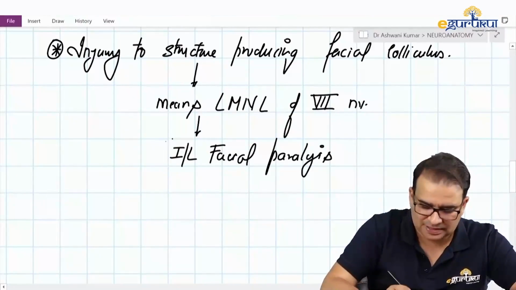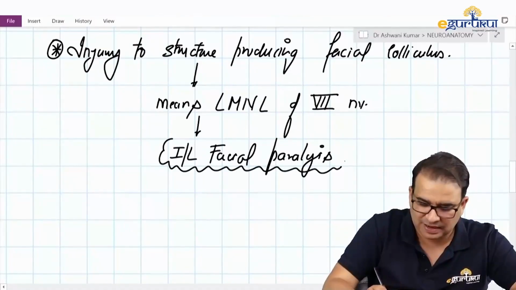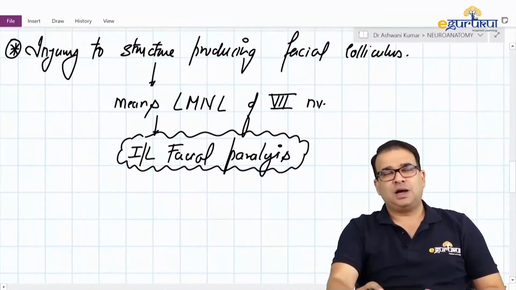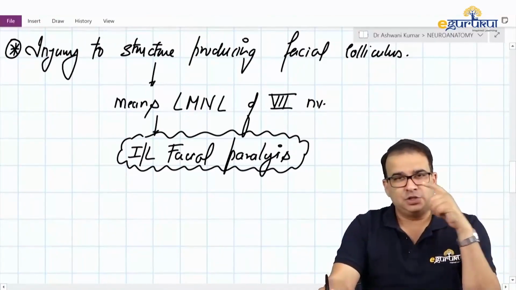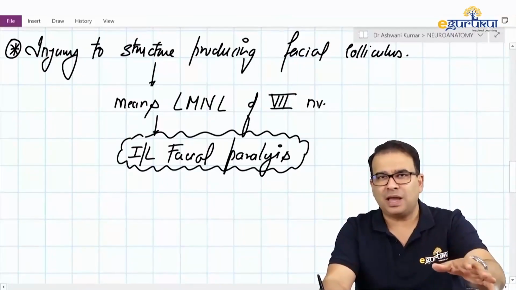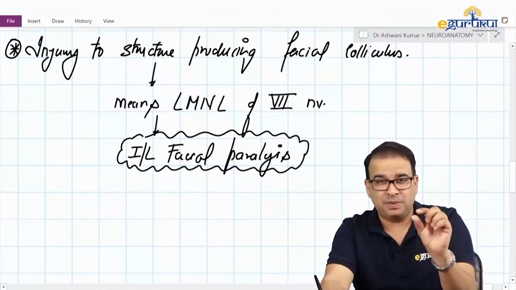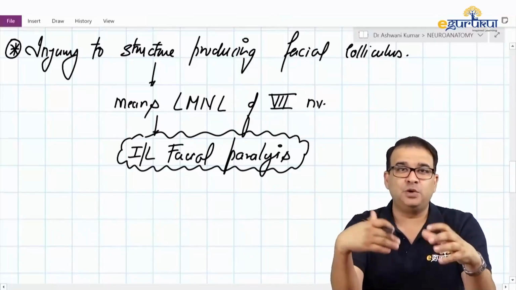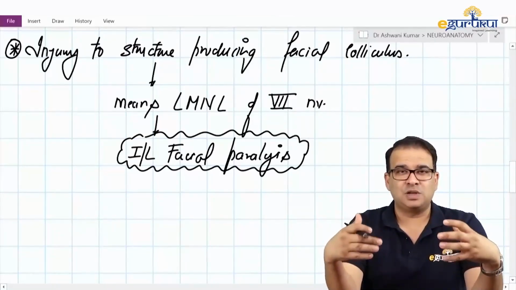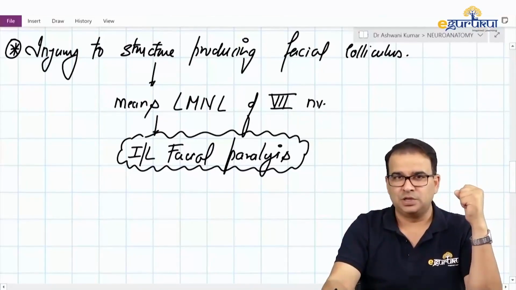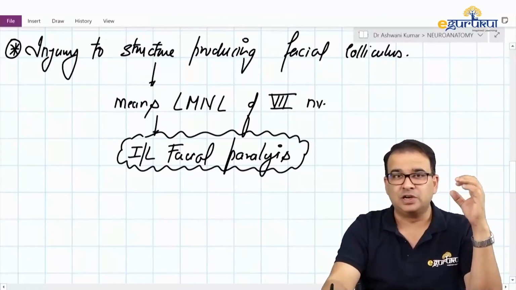Don't go with lateral rectus as an answer. They purposefully gave lateral rectus in the option so that people marked it. If the question had said injury to the nucleus present deep to the following elevation, then you would say okay, the abducens nucleus will go, because they have asked the question based on the nucleus. But if the question simply says injury to the structure producing the facial colliculus, the facial colliculus is mainly because of the facial nerve which winds around the abducens nucleus. So the answer has to be facial nerve injury in that case.